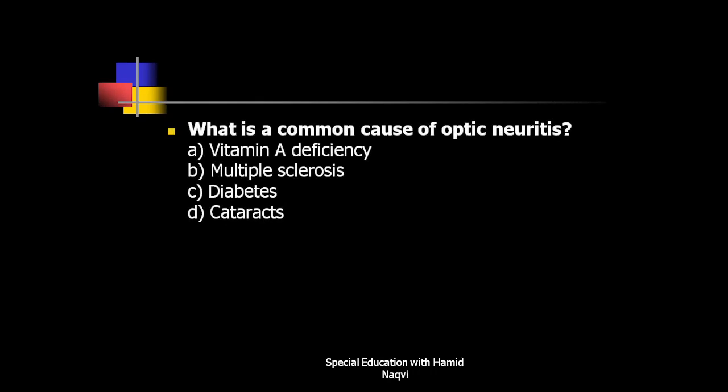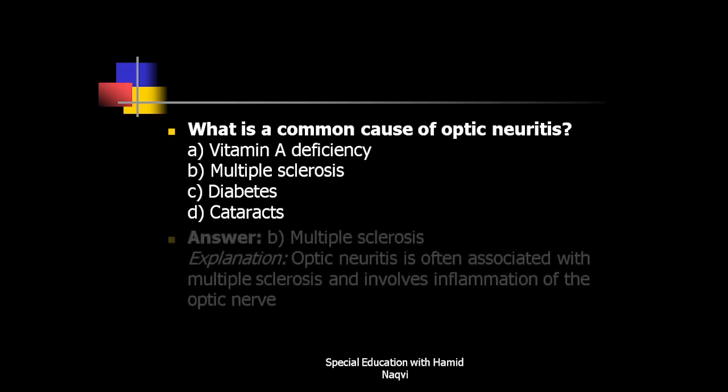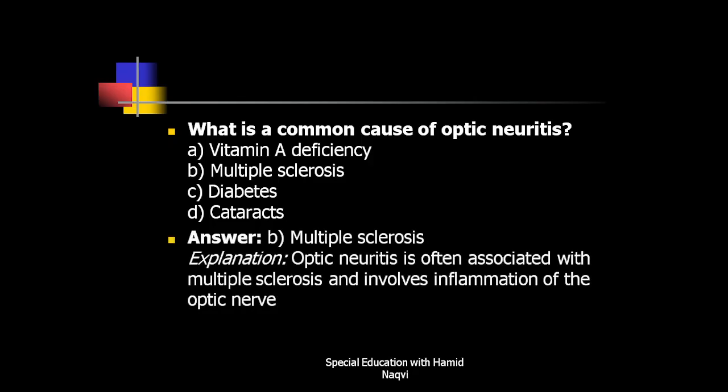Next is, what is a common cause of optic neuritis? Vitamin A deficiency, multiple sclerosis, diabetes, cataracts. The answer is multiple sclerosis. Optic neuritis is often associated with multiple sclerosis and involves inflammation of the optic nerve.